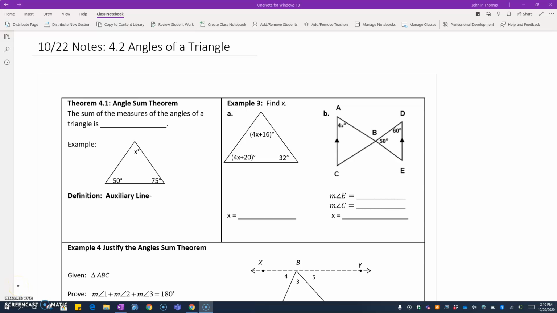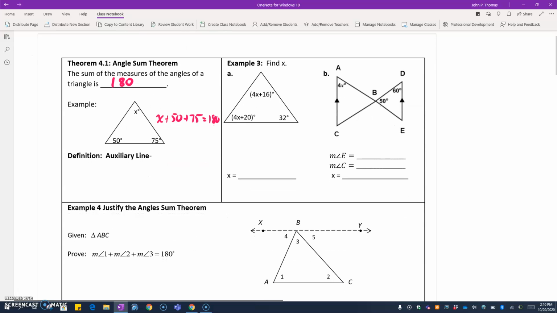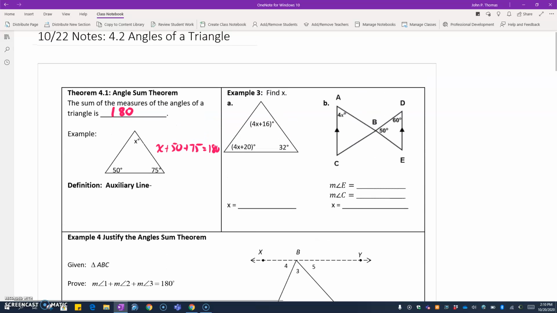All right, today we're going to focus on section 4.2 with the angles in a triangle. So the first thing that we're going to look at is a fact that you guys have probably known for a long time, and that is that the sum of the measures of the angles of a triangle is 180 degrees. All right, so if I add up those three angles, in this case x plus 50 plus 75, I know that I can set that equal to 180. In just a second, we'll prove that and give some justification for it.